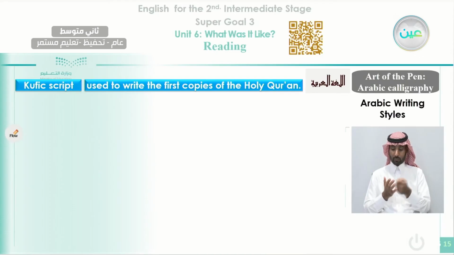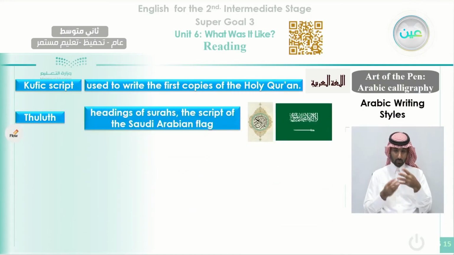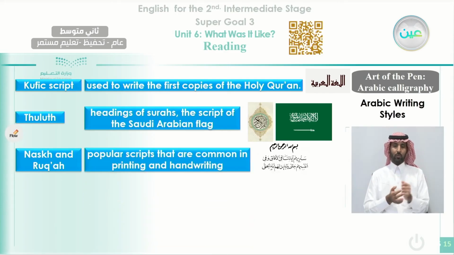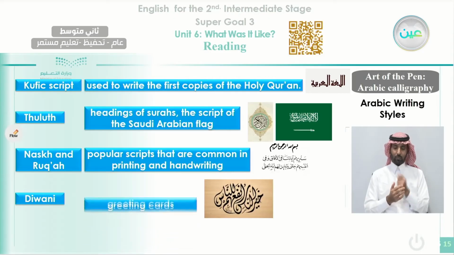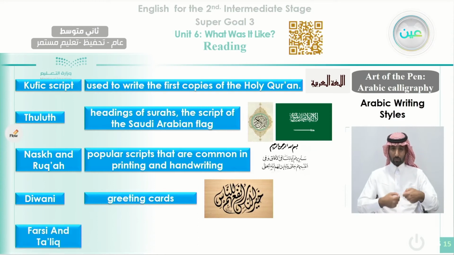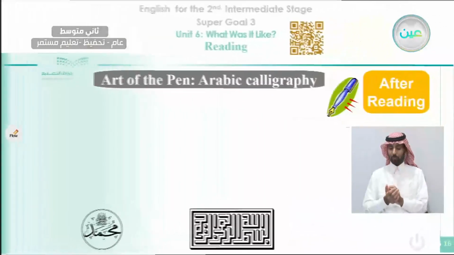Okay, now this is Kufic, used to write the first copies of the Holy Quran, and thuluth. Where do we see it? As we said before, headings of surahs and the script of the Saudi Arabia flag, La ilaha illallah Muhammad Rasulullah. Naskh and ruq'ah, also like this one. We can see they are popular scripts that are common in printing and handwriting. Many people use naskh and ruq'ah. Diwani, this is a kind of diwani also. We can find it in greeting cards. Okay. And Farsi and ta'liq, like this one, are used in literature.